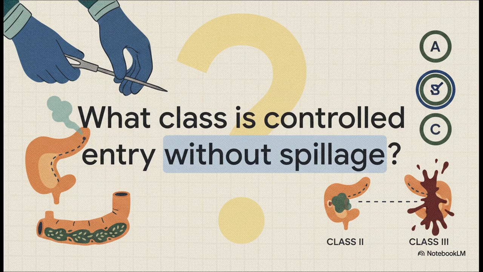Class 2. Class 2 wounds specifically include cases where a hollow viscus harboring indigenous flora is opened under controlled circumstances without any significant or macroscopic spillage. Now, if there was gross spillage, it would bump right up to Class 3. The pearl: controlled entry into an indigenous flora harboring hollow viscus without spillage is always Class 2.